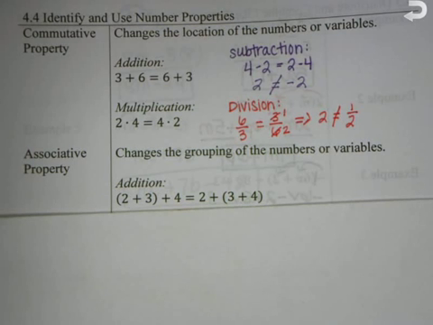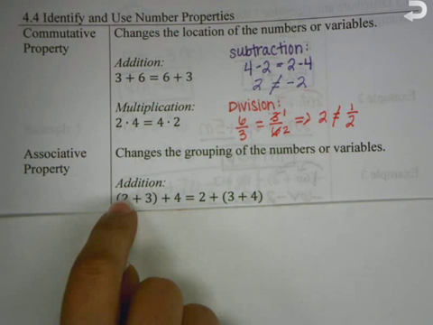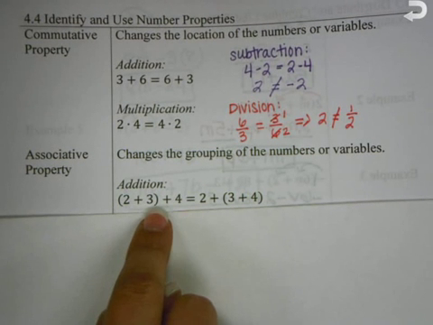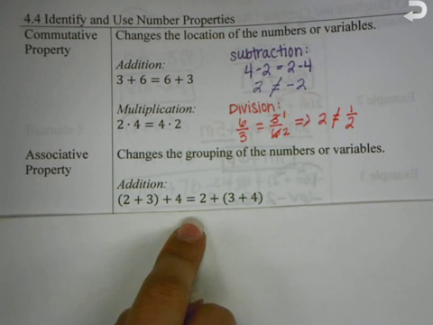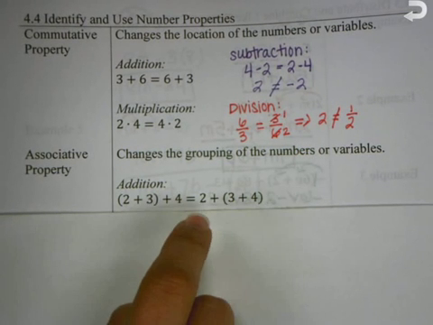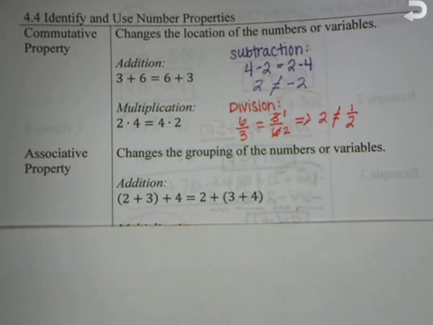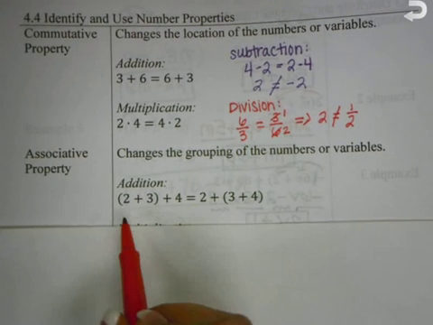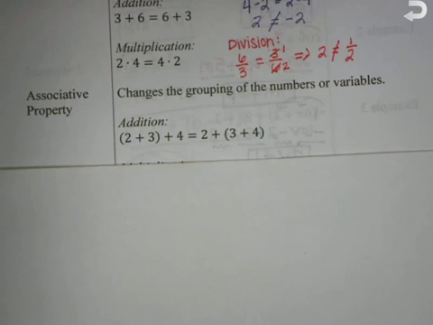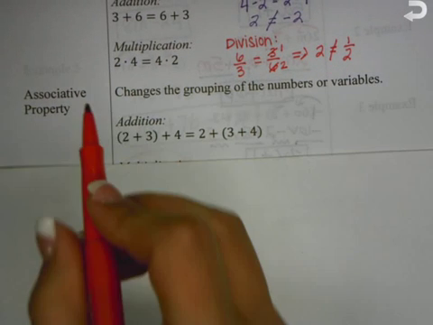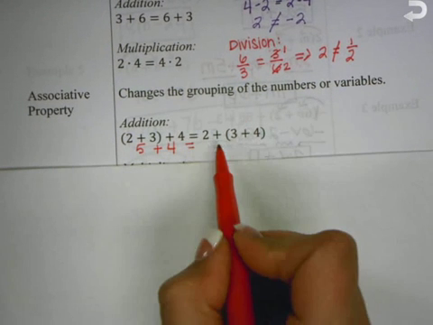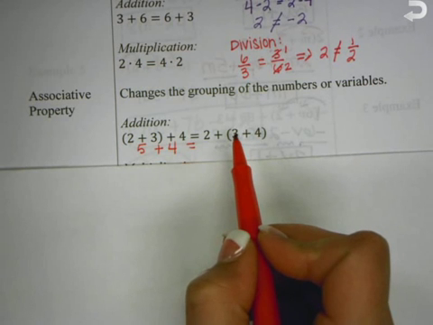So if I have a problem, 2 plus 3 plus 4, if I have 2 plus 3 in parentheses and plus 4 on the outside, I'm still going to get the same answer as if I put 3 plus 4 in parentheses and keep 2 on the outside. Okay, let's try it. According to order of operations on this left-hand side, what am I going to do first? The parentheses, 2 plus 3, which gives me what? 5. And then I have plus 4 on the outside, right? On the right-hand side, what part am I going to do first? The parentheses. So we have 2 plus what?